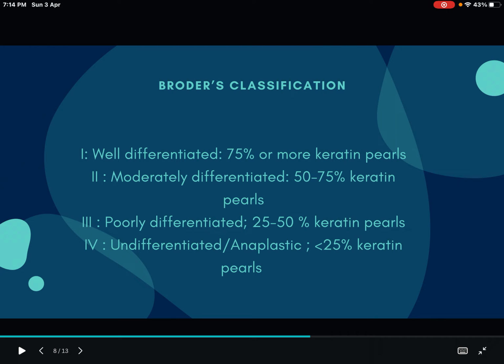And coming to the keratin pearls percentage, first is 75 and then you can remember it as 50 to 75, 25 to 50 and then less than 25. So you can remember, it is easy. The name is Broder's classification.